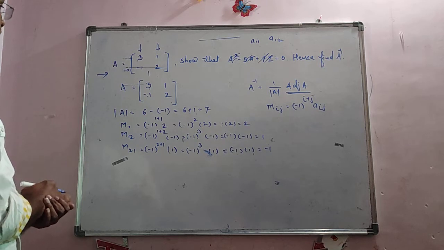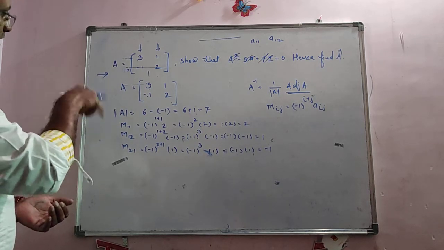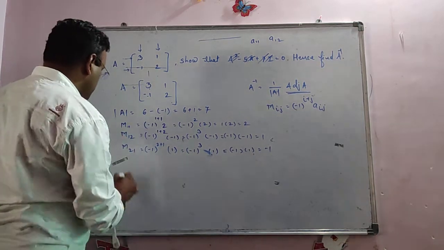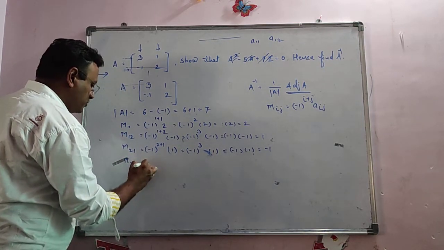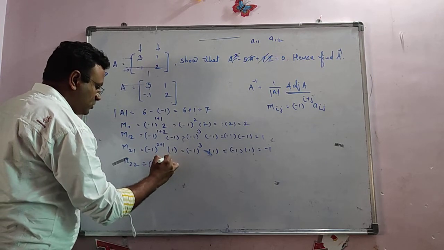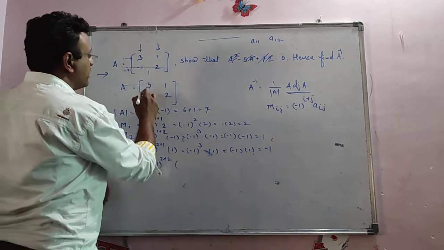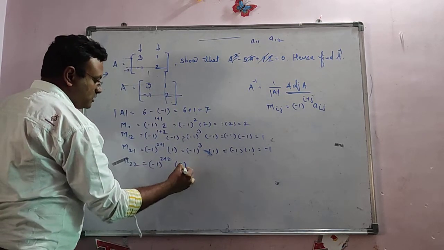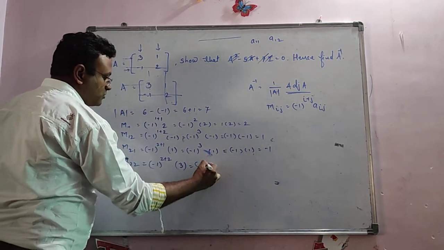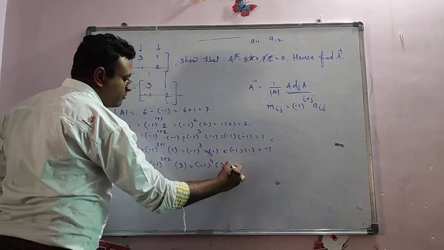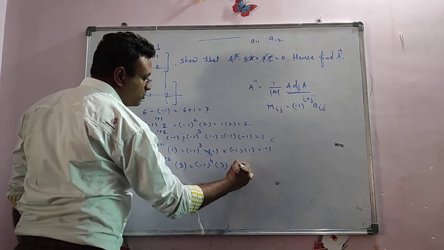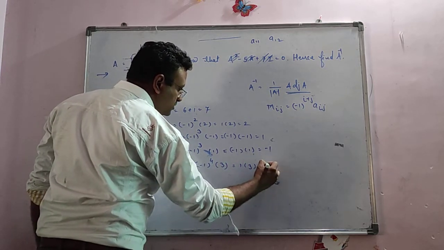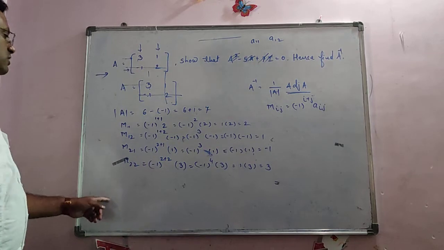3, minus 1, first row, second column. See here, ultimately plus. Now M22, minus 1 raised to 2 plus 2. Second row and second column, what is left? 3 is left. Minus 1 raised to 4 into 3, an even power, so minus 1 will turn into 1, into 3, so this is 3. So this is the minor matrix.